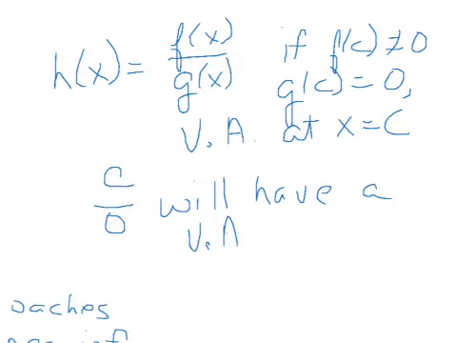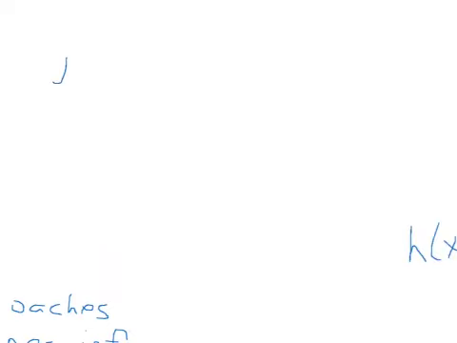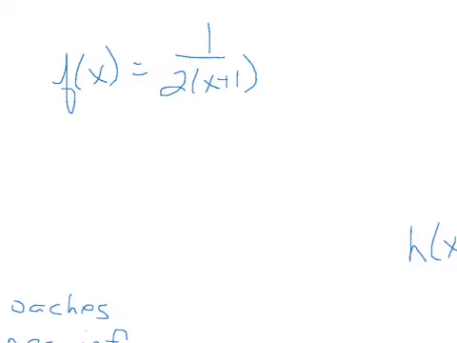We have f of x equals 1 over 2 times x plus 1. What is our vertical asymptote? 1. Is it just 1? Is that a vertical asymptote? Negative 1. Is it x equals negative 1? Your answer's not correct unless you give me the equation for the vertical asymptote.